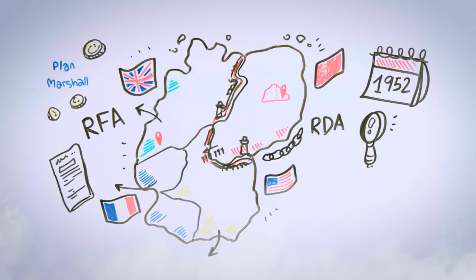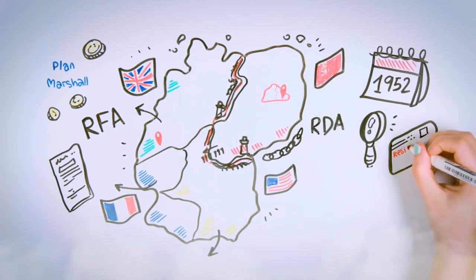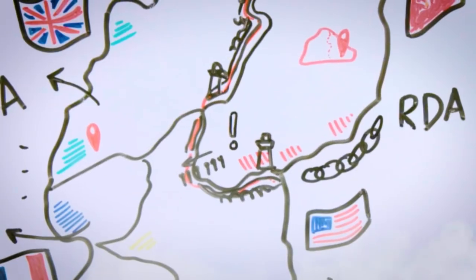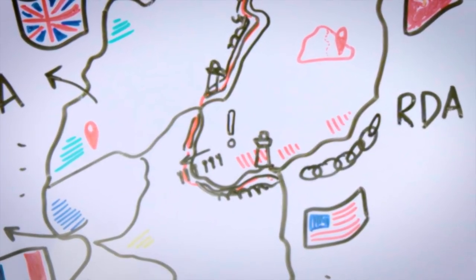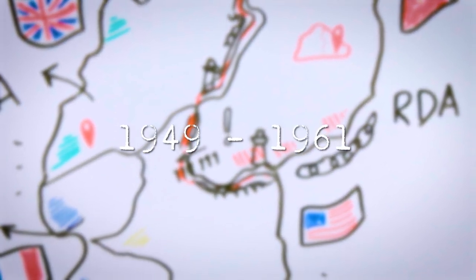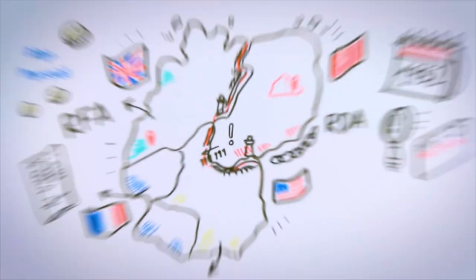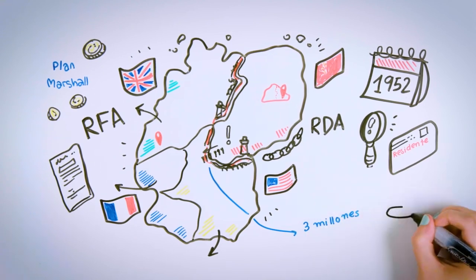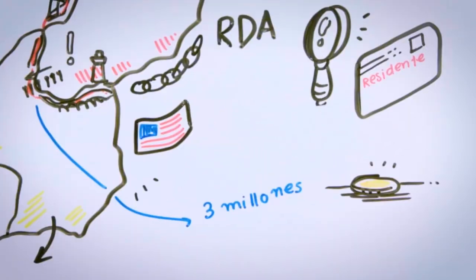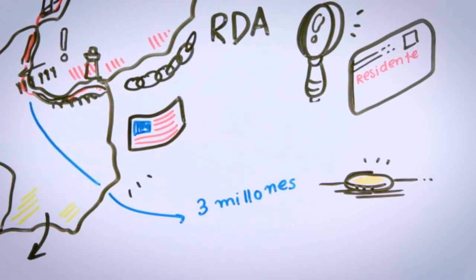Only those with a special permit could pass from one side of the border to the other. Despite the efforts, communication between the West and East Berlin was very difficult to control. It is estimated that, at this point between 1949 and 1961, approximately 3 million people abandoned the GDR. And, since most of them were young workers, they caused a breakdown in the Soviet economy.